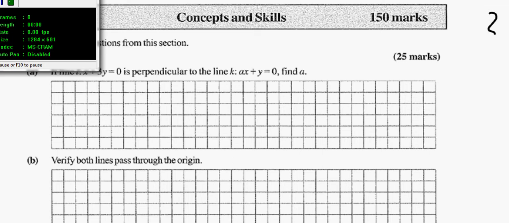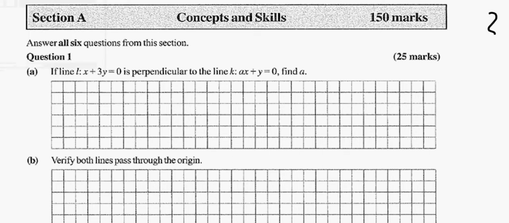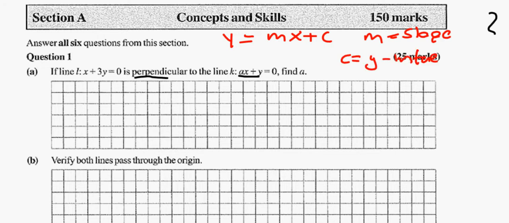Okay, so question 1: if the line L, 3x plus 3y equals 0, is perpendicular to the line K, ax plus y equals 0, find a. What's basically happening is it's perpendicular to the line ax plus y. We're going to use the formula y equals mx plus c. m stands for the slope, c is the y-intercept.